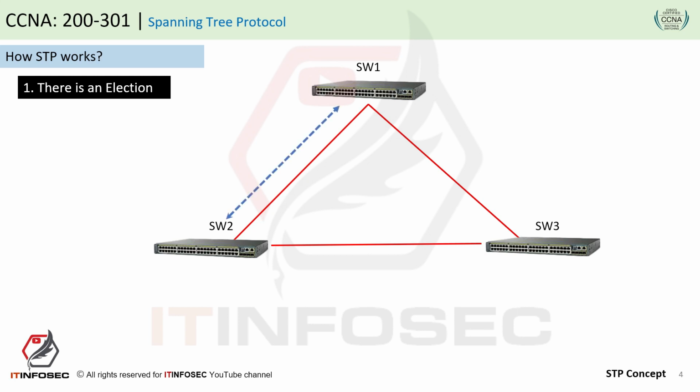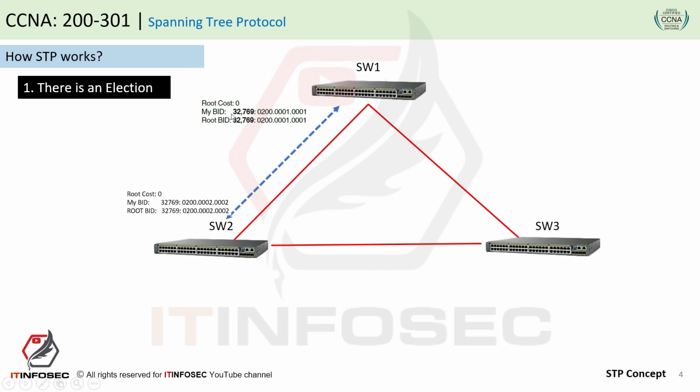As soon as we connect the switches in a loop, each switch claims that it is the superior switch, the original switch, or the root switch, so it must prove this claim. It sends its bridge ID to its connected switches to participate in this election. Well, what is the bridge ID? The bridge ID contains two parts.